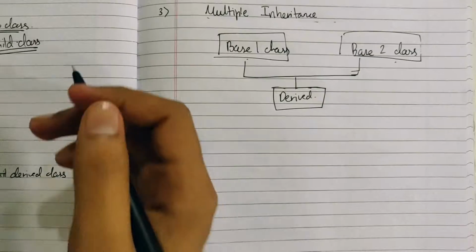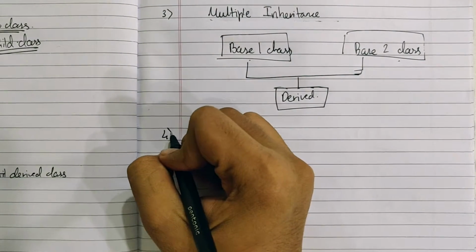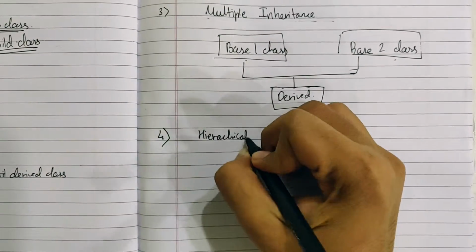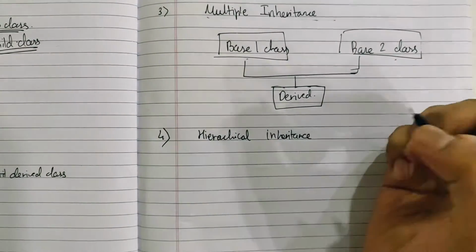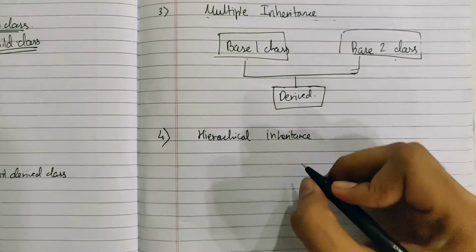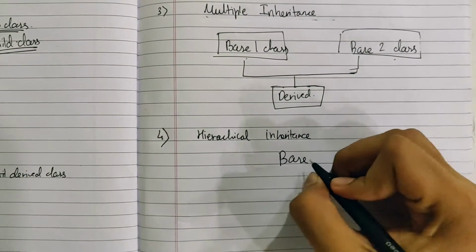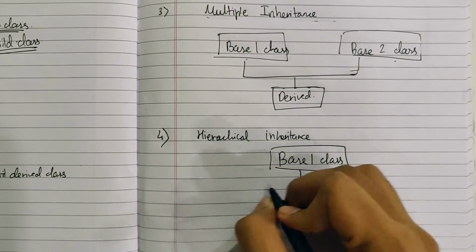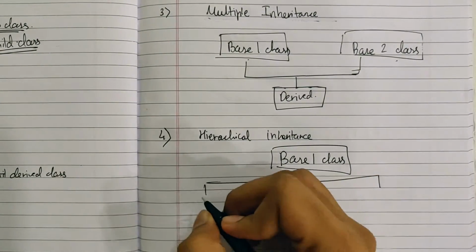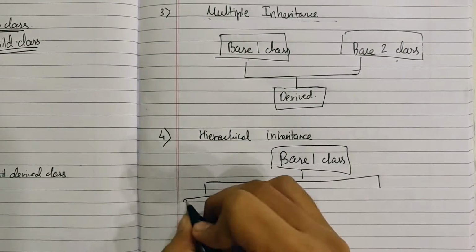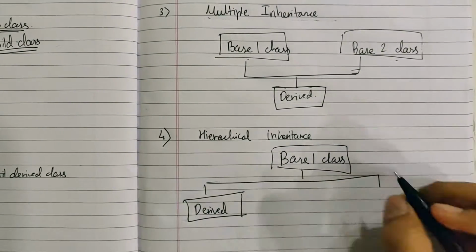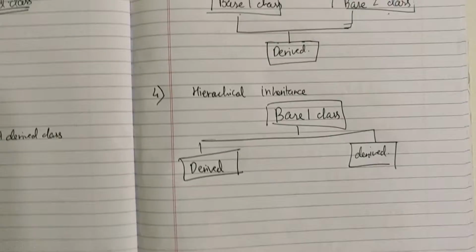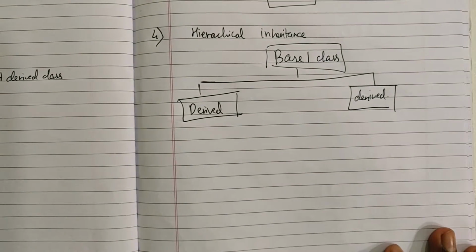The fourth one is hierarchical inheritance. In hierarchical inheritance, there is only one base class, but we have more than one derived class. Cool. Only one base class and more than one derived class.